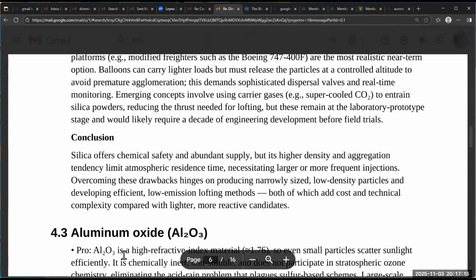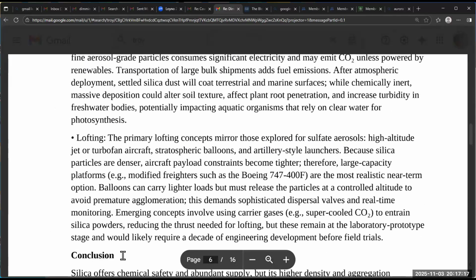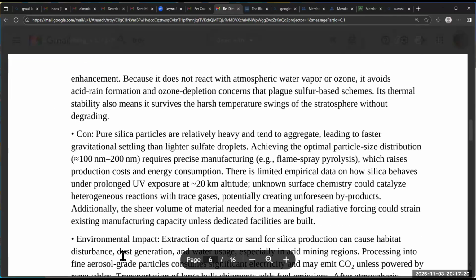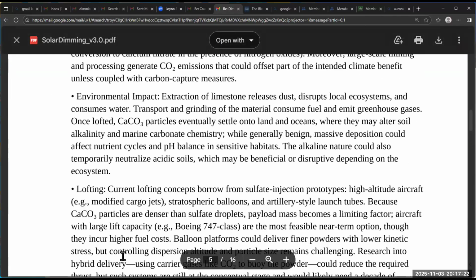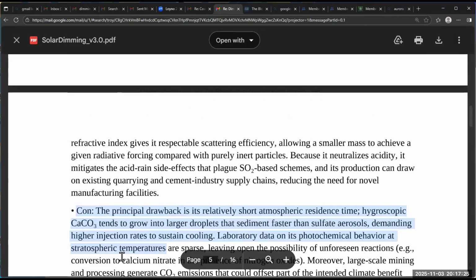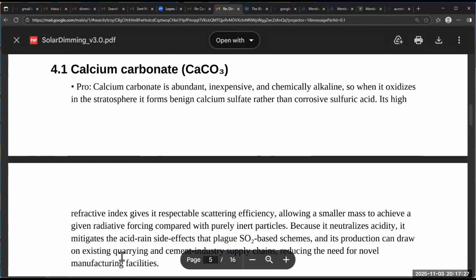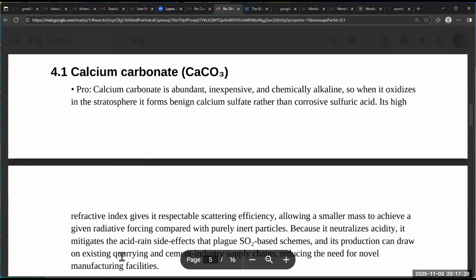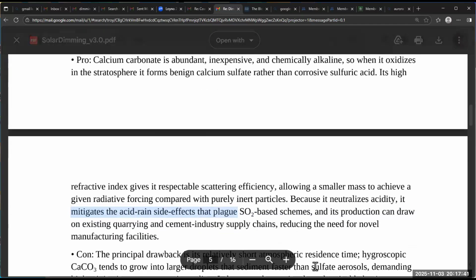Then when I get into these, again, calcium carbonate, one of the great things about it is not only does it have strong light scattering and would help the albedo very much, it also neutralizes acidity by being mildly alkaline and would have minimal ozone impact. Some other choices have no ozone impact, which is also wonderful.